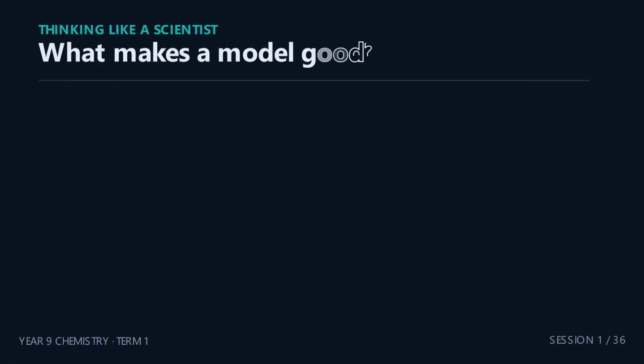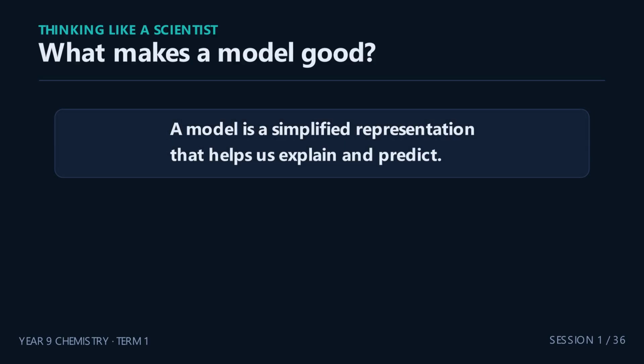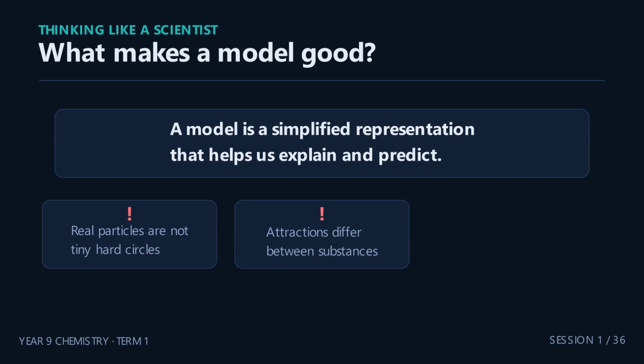One more big idea before we finish. What exactly is a scientific model? A model is a simplified representation that helps us explain and predict. The particle model is powerful, but it is not perfect. Real particles are not tiny hard circles. Attractions vary between substances, and particles themselves have structure, as we will discover when we study the atom.